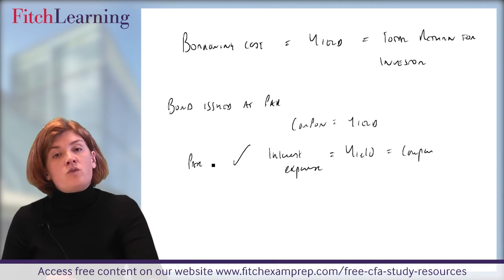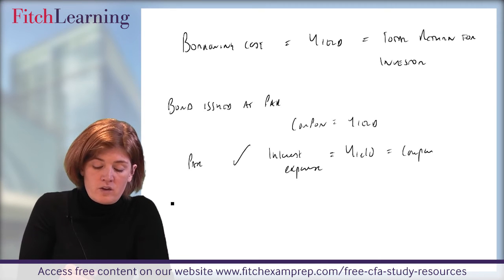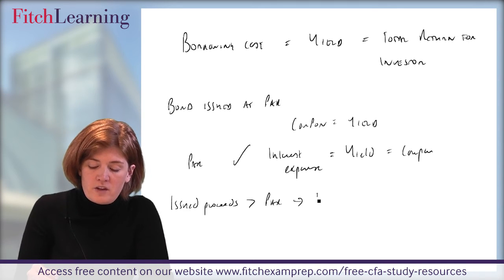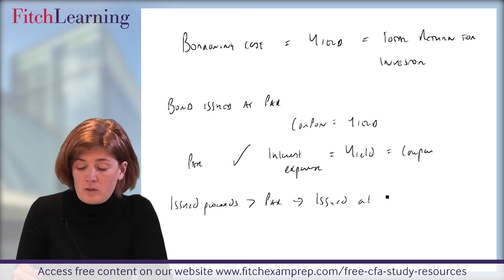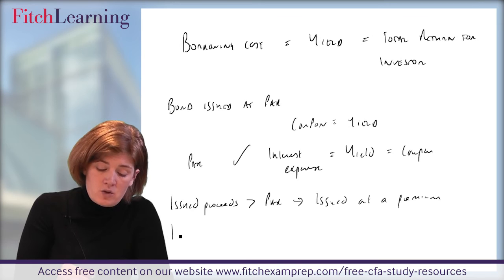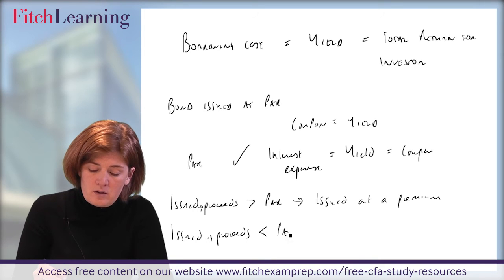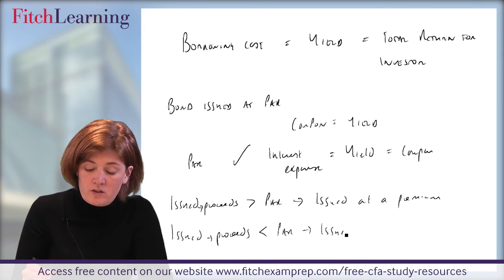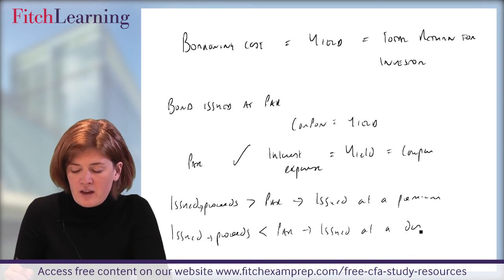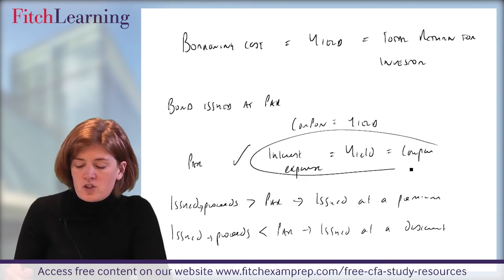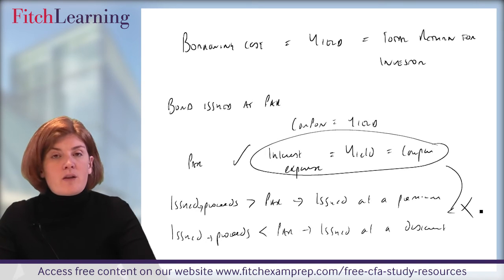But when the bond is issued for more than par, so if it's issued for proceeds that exceed par, we say the bond is issued at a premium. When it's issued for proceeds that are less than par, we say it's issued at a discount. Now in that instance then, that's when this relationship breaks down.